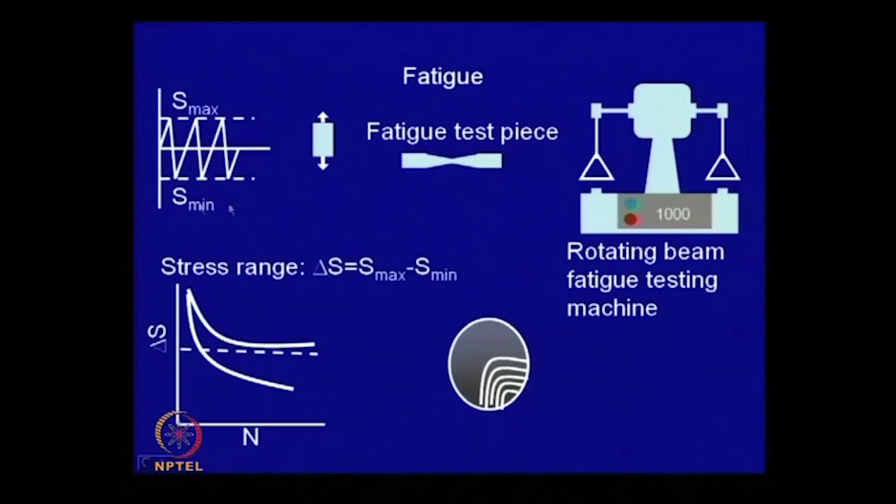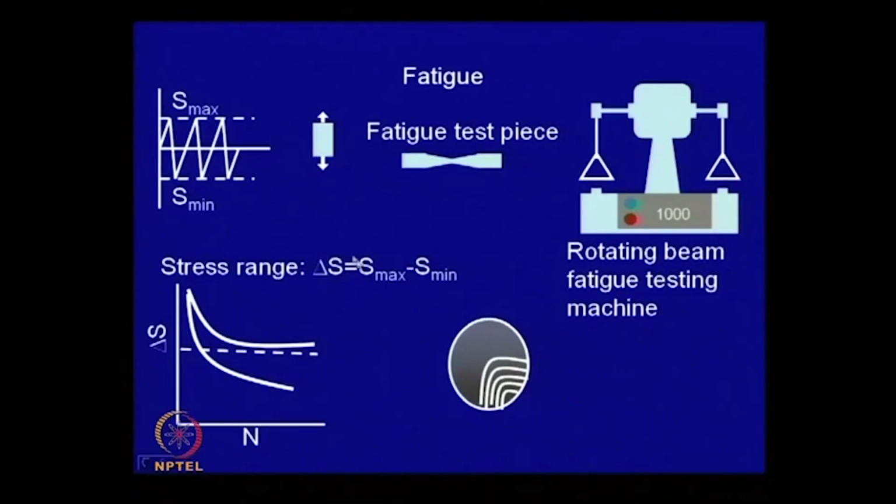And what you do is you try to find out how many cycles this sample takes for failure to take place. When the sample fails, the load will fall on a micro switch here, and this will stop the machine. You can note down the counter reading, and then this test can be done at different levels of stress range. Stress range is defined as the maximum stress minus the minimum stress.